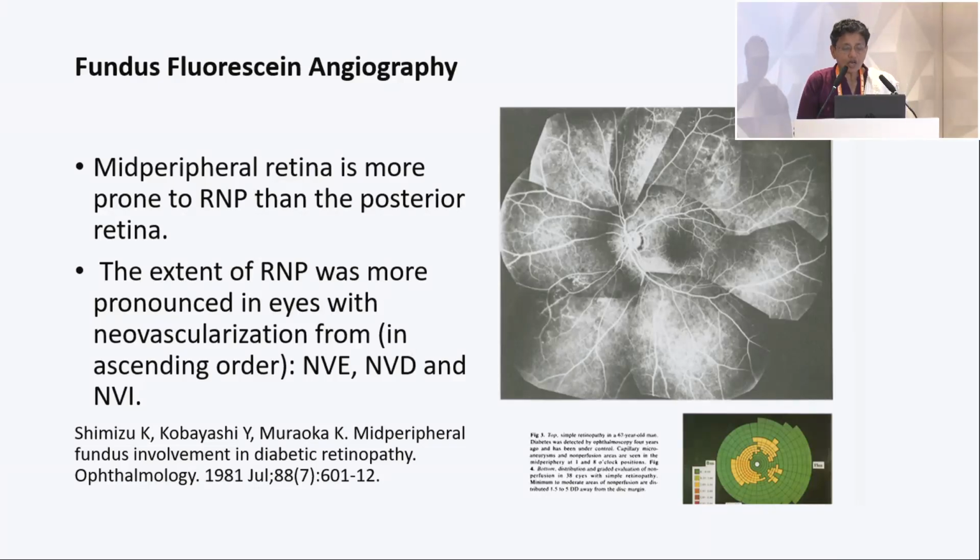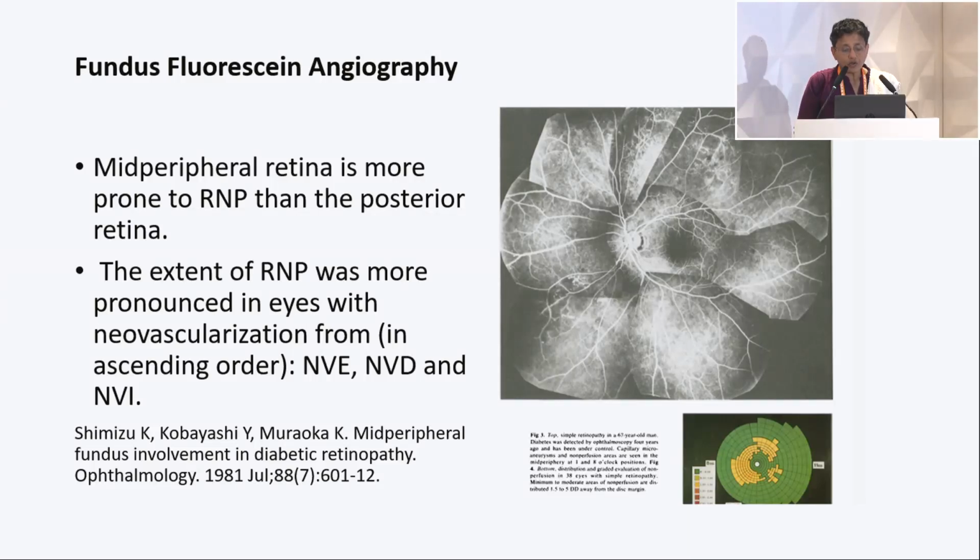Angiogram work started being published in 1981, so 25 years ago. The Japanese group already knew that the mid-peripheral retina is more prone to retinal non-perfusion than the posterior retina. So they were the first to get involved. But retinal non-perfusion progresses towards the center. So it is more pronounced.